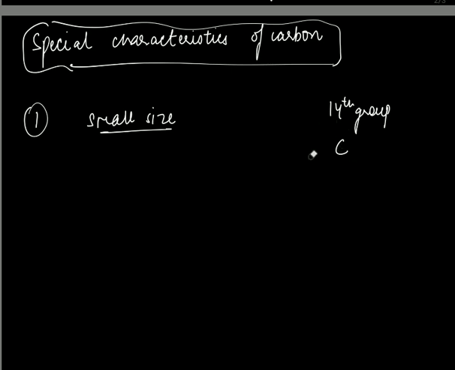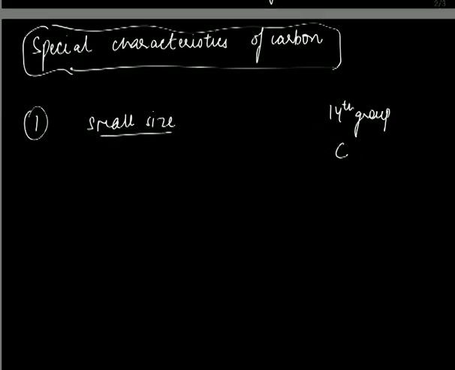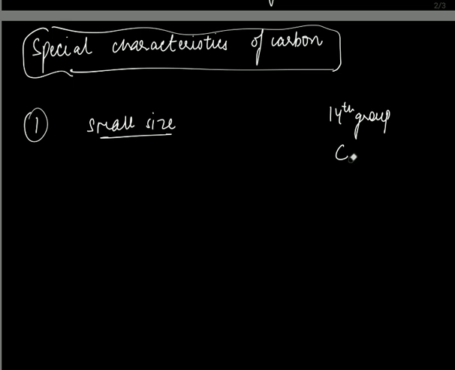When we go from top to bottom in a group, the element size keeps on increasing because the shells keep on increasing. Carbon is the first element at the top in its group. It has only two shells, so it's small in size. And small-sized atoms have the opportunity to form multiple bonds. Plus carbon has four valence electrons, so it can form four covalent bonds. That opportunity is there with carbon.